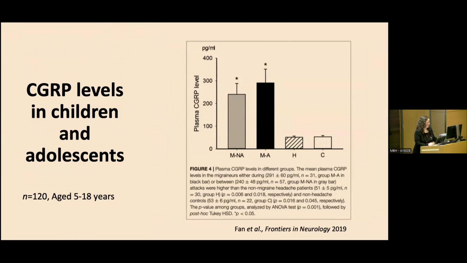So on the left-hand column are people with migraine who are not in the midst of an attack, and that's their plasma CGRP level. Next one over is kids with migraine who are in the midst of an attack. And then the H group is with non-migraine headache. So imagine that maybe that's kids with tension type headache in the control group. So CGRP is an important, not the only biomarker here, but it's an important one.